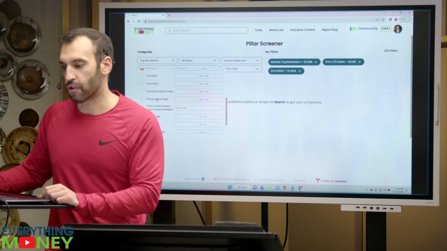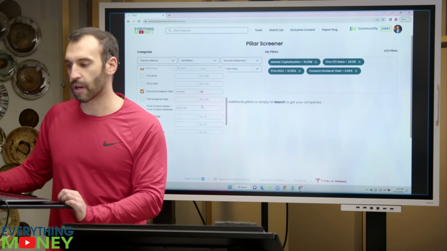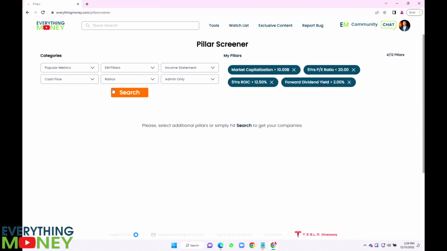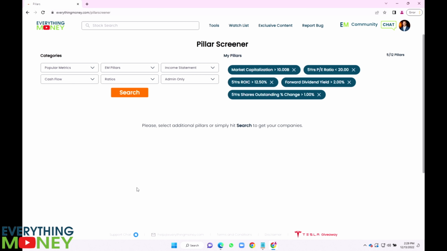Now, what I'm also interested in is getting a dividend. So I would like a dividend that's greater than 2%. So it's just going to filter out those companies. And lastly, I want to go in here and find shares outstanding that over the last 5 years are, let's say, greater than 1%, because I want companies that are buying back their shares.